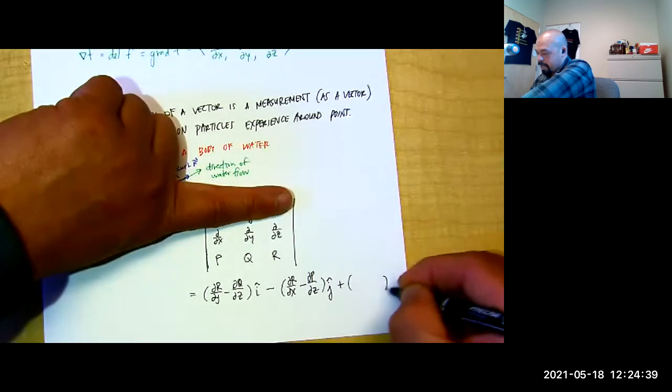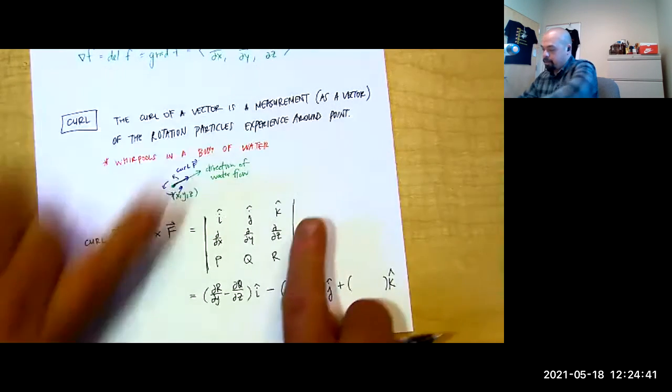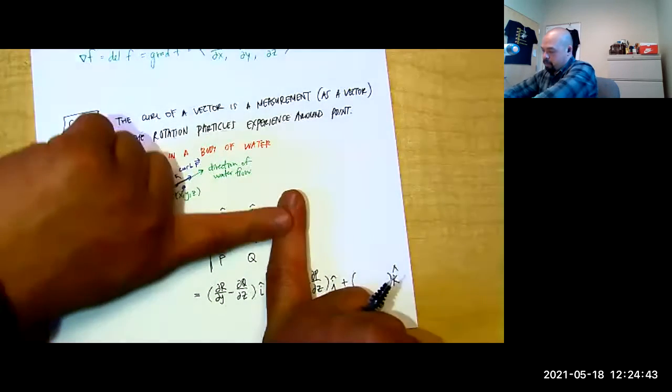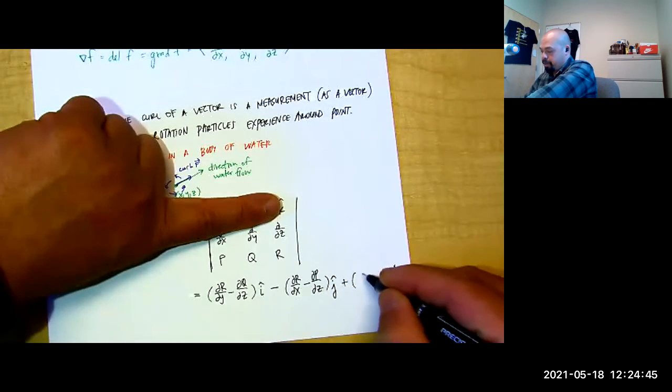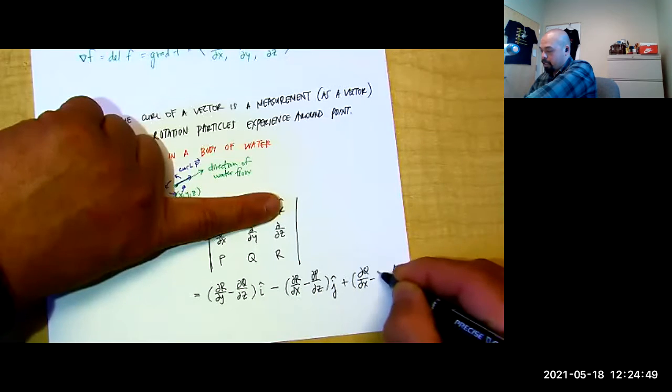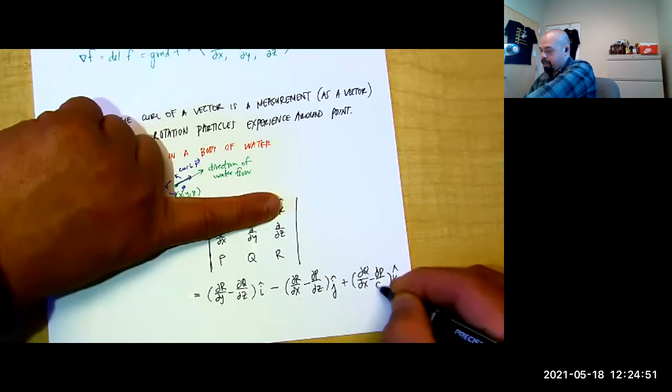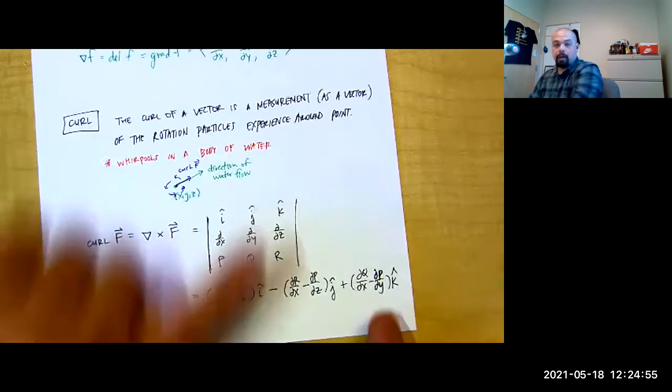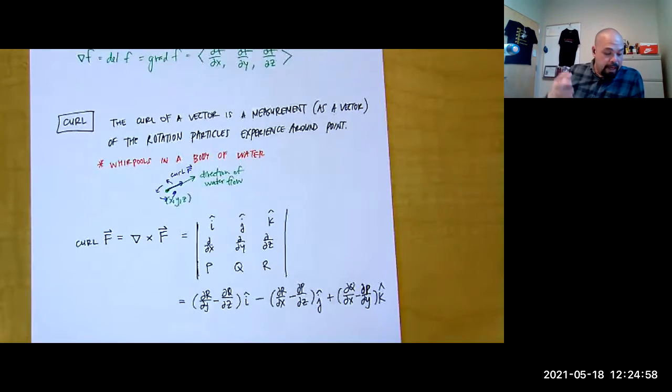And lastly, for that k component, plus there, cross out that column, that row, and this looks familiar with our Green's theorem, right? dQ/dx minus dP/dy, the partial of P with respect to y. So that calculation, that cross product, gives us this vector, this curl.